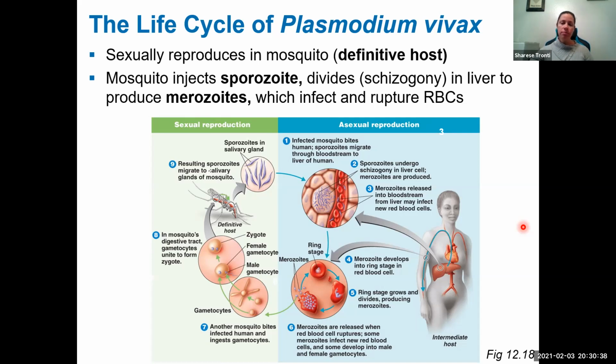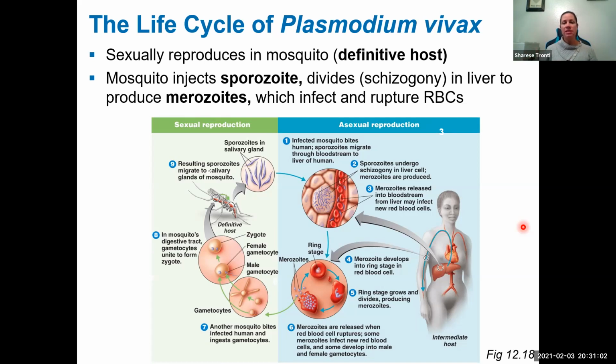Then the mosquito will bite a human and transfer the Plasmodium vivax into the human, where it's going to continue to reproduce, but it's going to reproduce asexually in the human. So the human will serve as the intermediate host. In the human, so we have sporozoites. Sorry, let's back up a step.